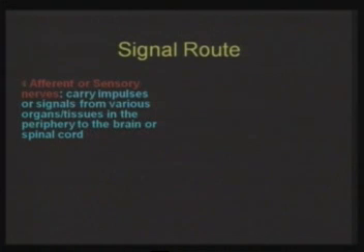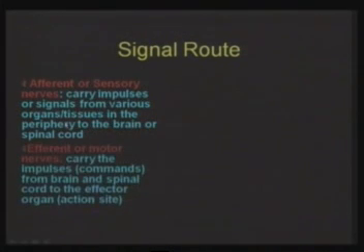Now the signal route, how exactly the signal passes from the sensory to the motor. Afferent or sensory nerves carry impulses or signals from various organs or tissues in the periphery to the brain or the spinal cord. And the efferent nerves carry the impulses from the brain and spinal cord to the effector organ.